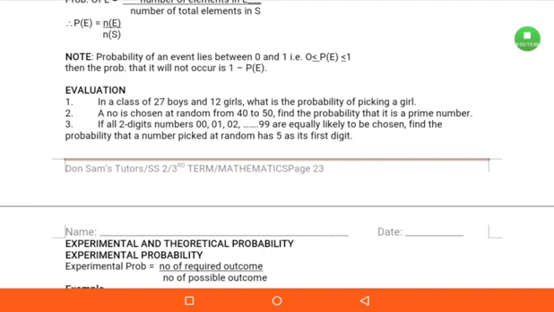That is, 0 is less than or equal to P(E), which is less than or equal to 1. Then the probability that it will not occur is 1 minus P(E). Now listen up. The probability of an event lies between 0 and 1. So you cannot have a probability of 2, or 2 point something, or 1 point something. If the probability is 0, it means that thing can never happen.